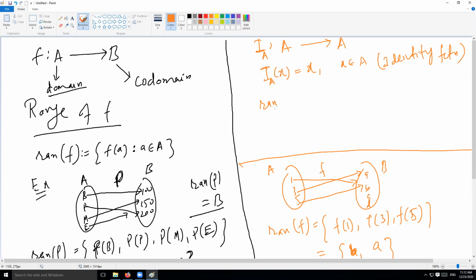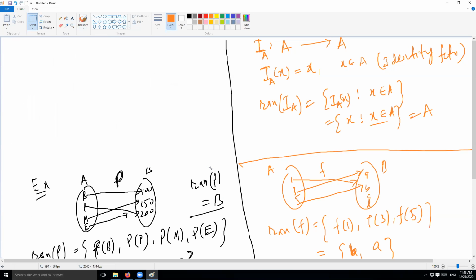So can someone tell me what would be the range of the identity function? By definition, the range of the identity function is the collection of outputs. Tell me. Range will be the same as the domain, sir. Exactly. So the range of the identity function is going to be the outputs of X. But what are the outputs of X? The output of X is equal to X such that X belongs to A. So it's a collection of all X which are in A. So this is indeed equal to the entire A. Therefore the range of the identity function, no matter what identity function you have, is equal to the same set.